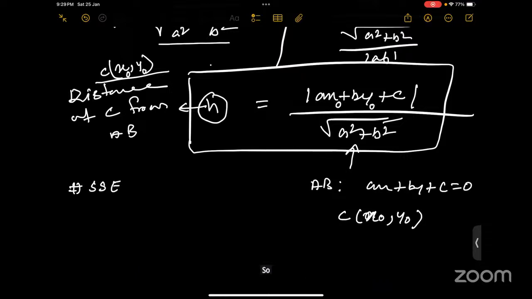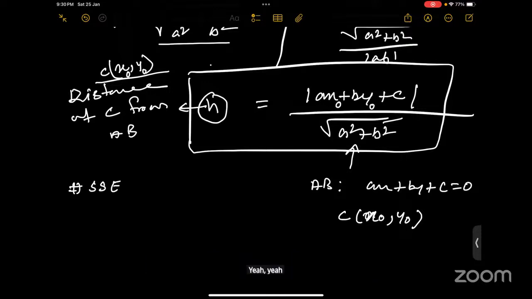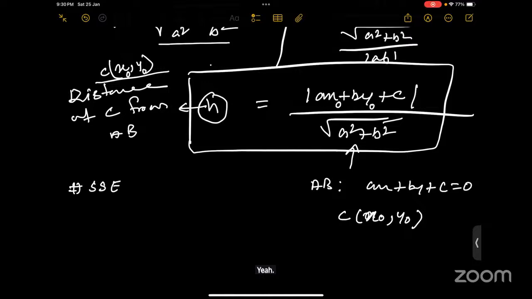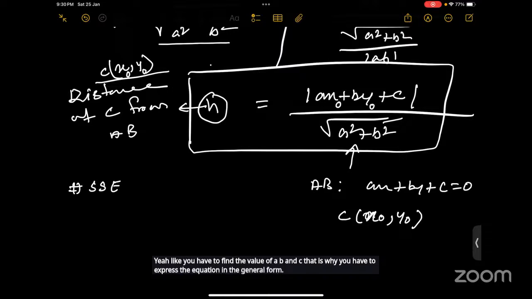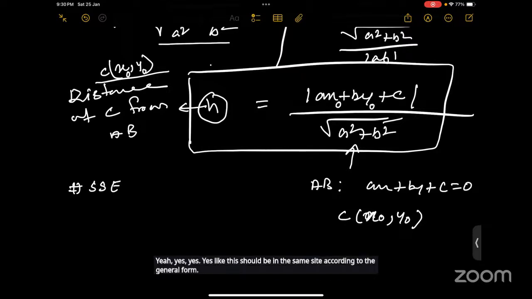So, ma'am, to apply this formula, we have to first make the straight line in general form, like ax plus by plus c equal to 0. Yes. If you have it in another form, you can express it in the general form, then you can use this. You have to find the value of A, B, and C. That is why you have to express the equation in the general form. Basically, all the variables have to be on the LHS or RHS, on the same side according to the general form.